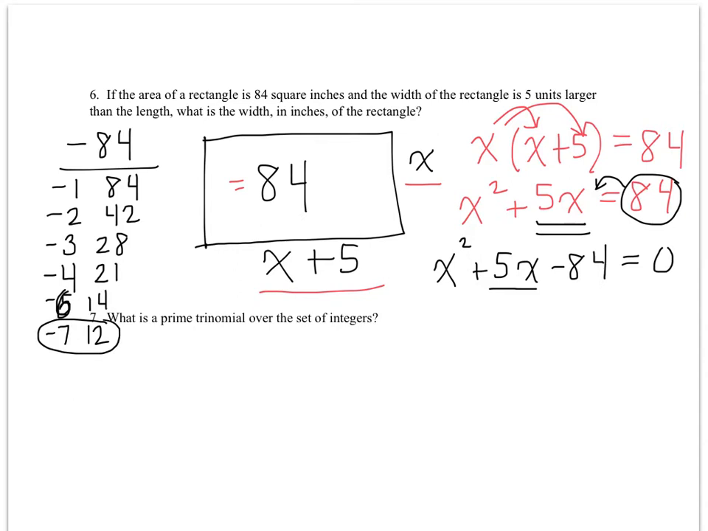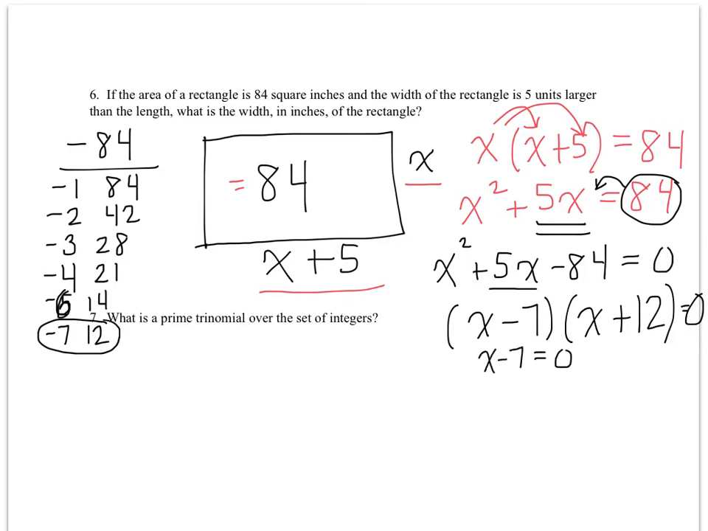So now we can write this as x minus 7 times x plus 12 equals 0. And then you know you have to solve each of these separately. X minus 7 equals 0, and x plus 12 equals 0. So our choices are x equals 7 and x equals negative 12.